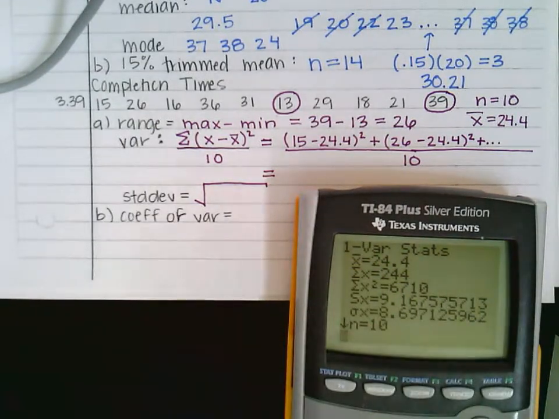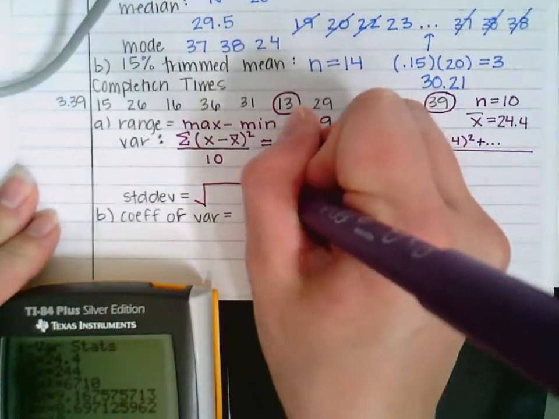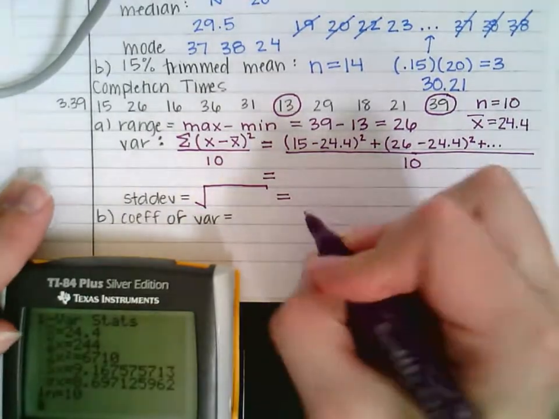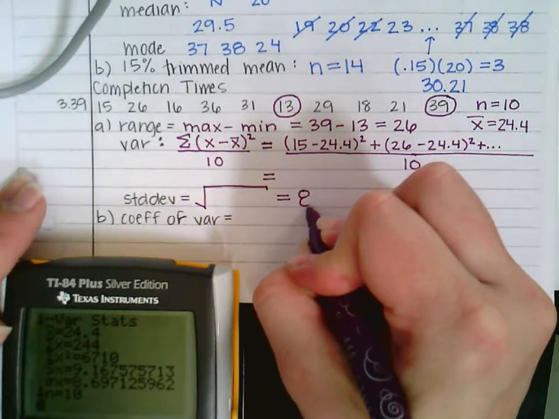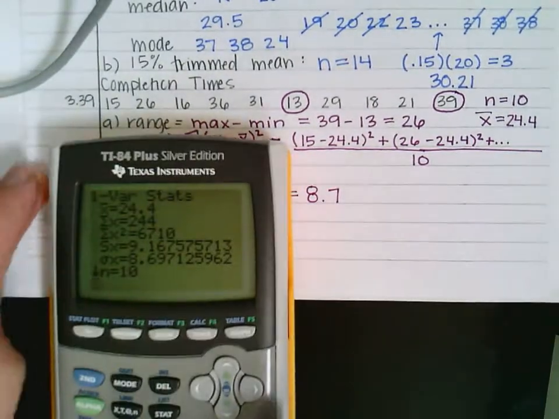But it does give you standard deviation, okay? And whether this is a population or a sample depends on which one you choose here. We're just going to choose the population. It does give us standard deviation.